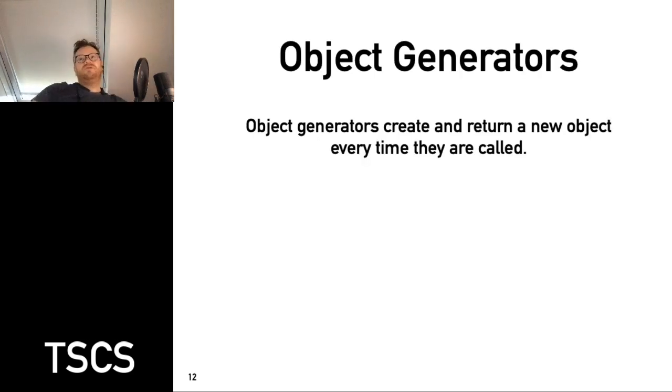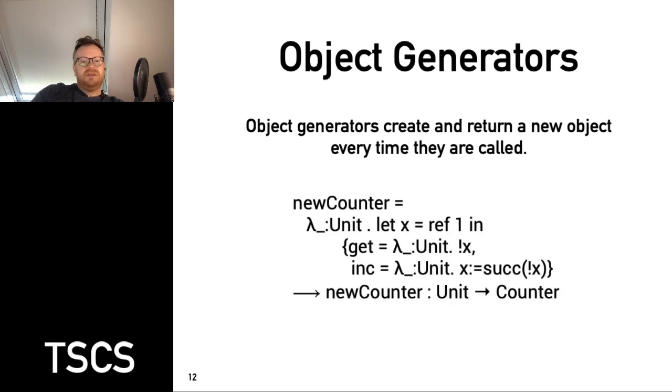But you have to do this yourself all of the time. And for this, we need object generators. Object generators create and return a new object every time they are called. This is basically how it works. You take that object definition that you just had and put it into a lambda abstraction that takes unit as an input. And then you have an object generator. This thing puts out a new object every time you call it. So new counter gets you a new object.